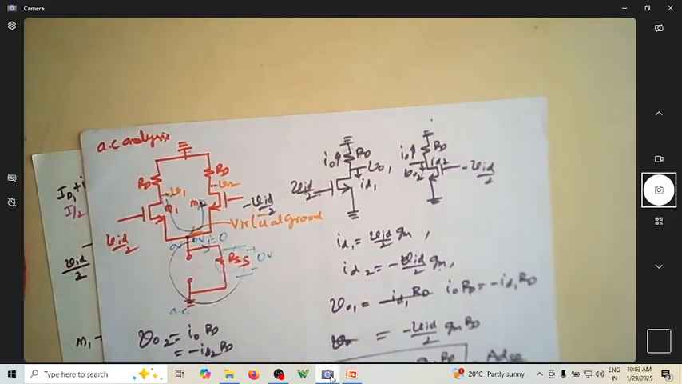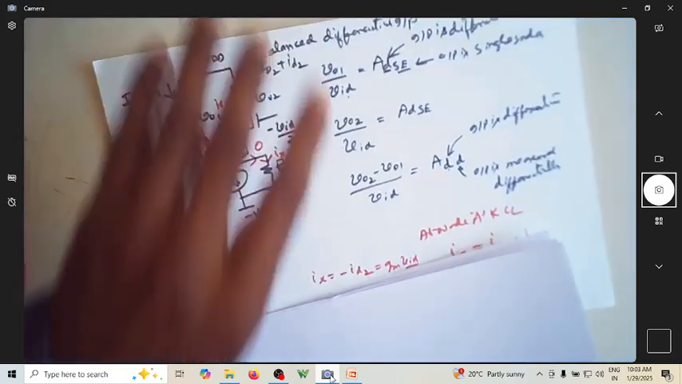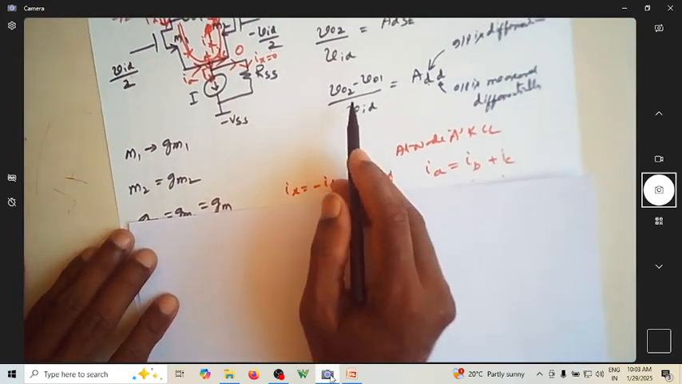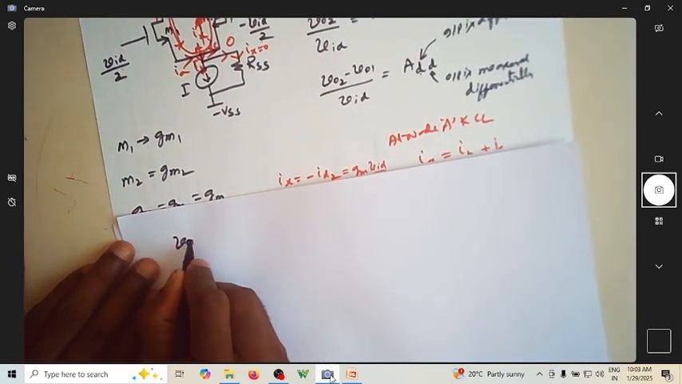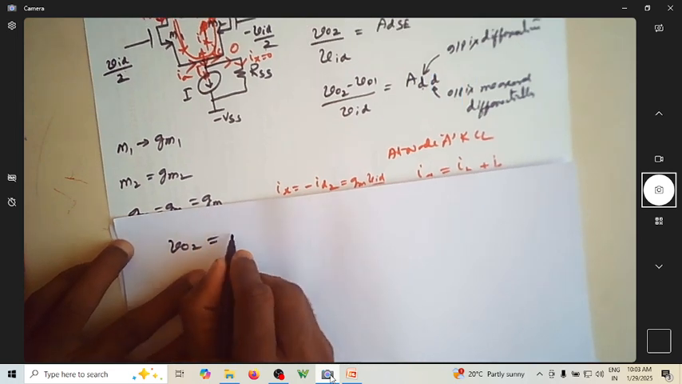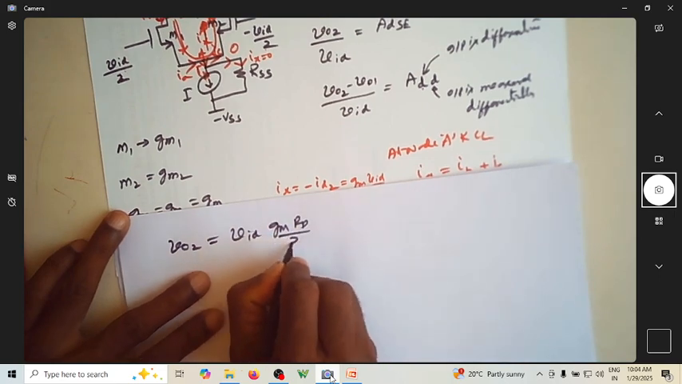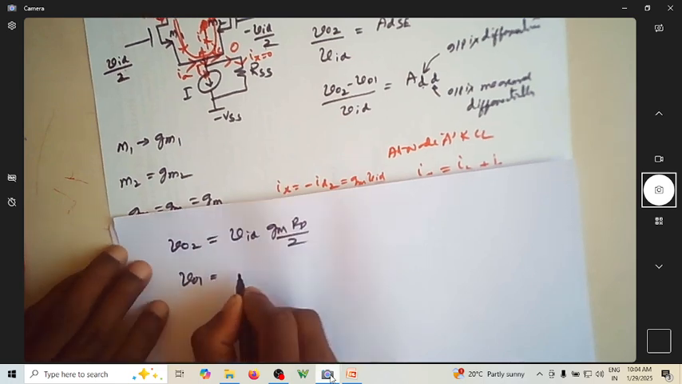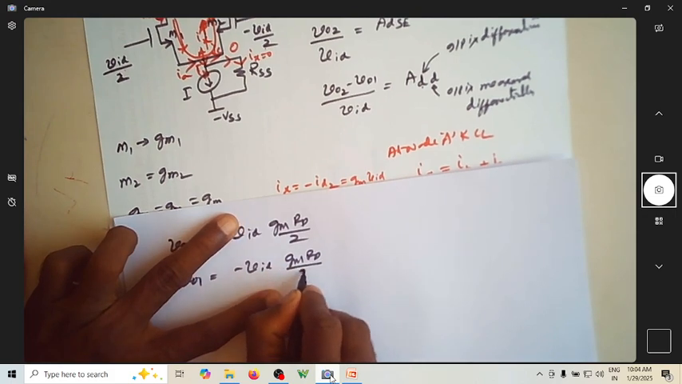Suppose you want to know the gain of a differential input, but it is measured single-ended. Sorry, measured differentially. So we need to find this. We know what V02 is. V02 is actually VID into GM into RD by 2. What is V01? It is minus VID into GM into RD by 2.